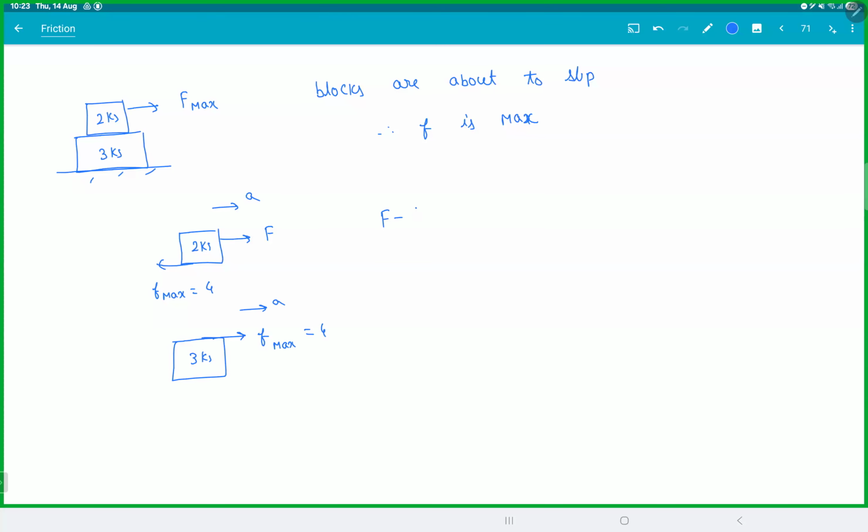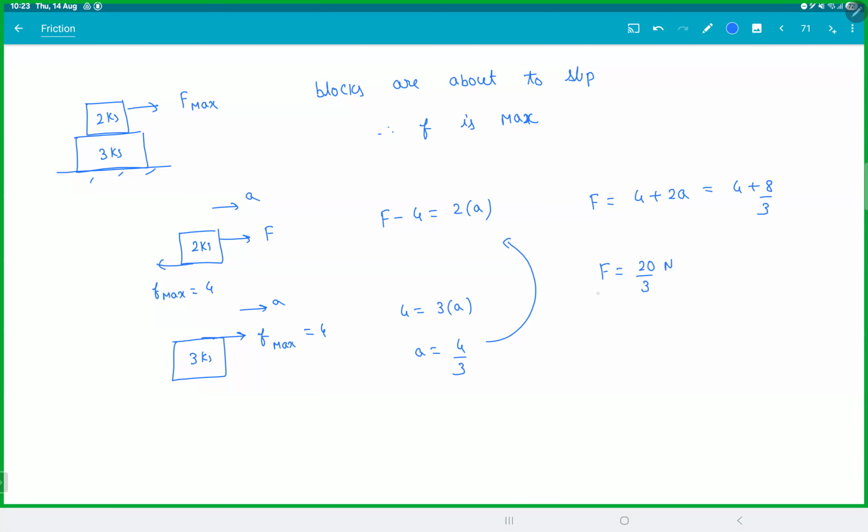So this will be F minus 4 is equal to 2 into A. This will be 4 is equal to 3 into A. So we get A is equal to 4 by 3. Take this and substitute here. We get F is equal to 4 plus 2A, which is 4 plus 8 by 3. Therefore, F is equal to 20 by 3 newtons.